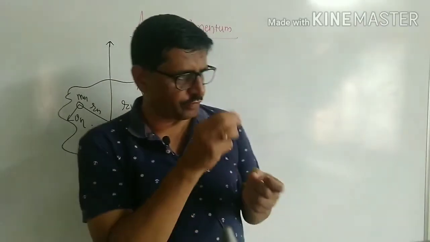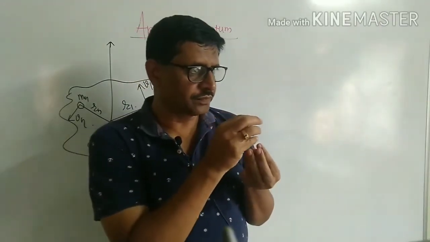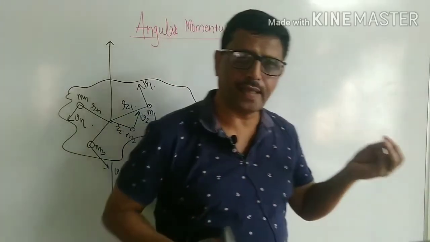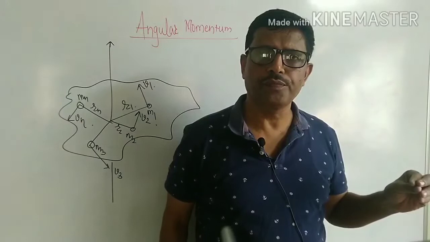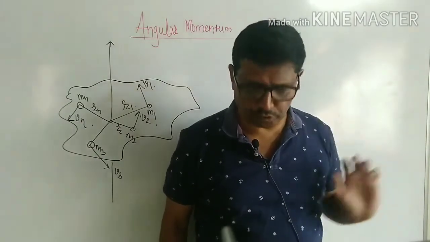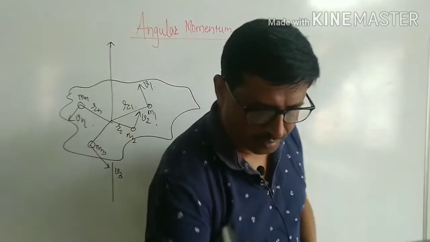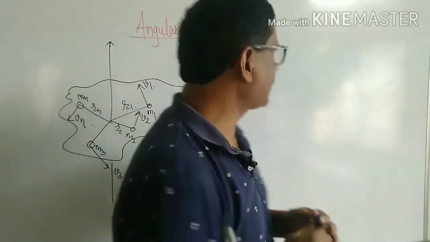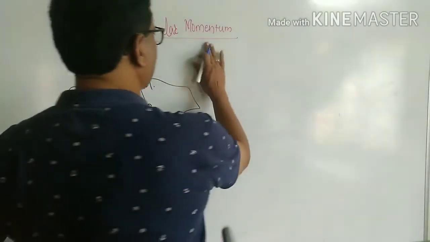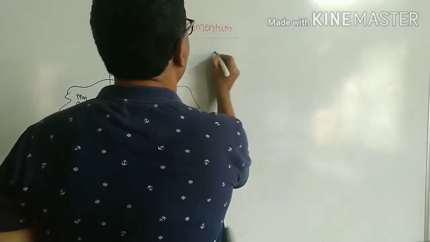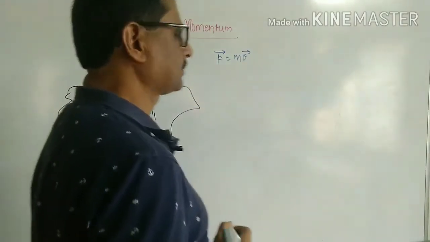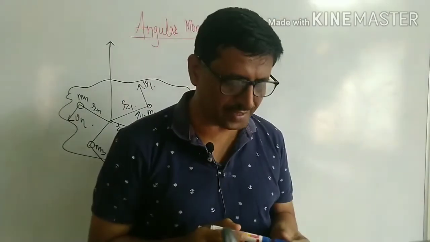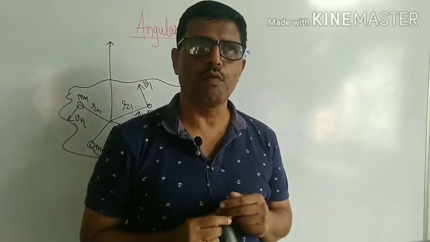The impact of a moving body in a straight line is measured with the help of the momentum of that body. The linear momentum of a moving body is given by the vector P equals mass times velocity. The product of mass and velocity is called momentum.